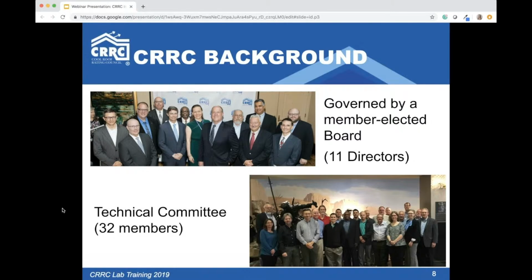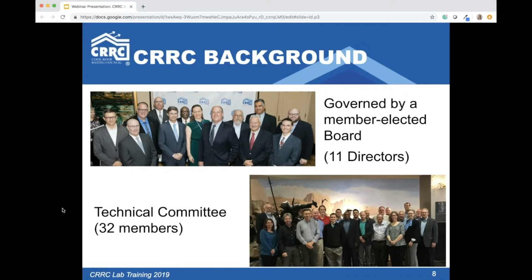So one thing that's really great about the CRRC is we have a member-elected board of directors. We have 11 directors. We also have some ex officio directors as well. And the thing that's really great about the board is that it's balanced. Both our board and technical committee balance is really important. The board considers the technical recommendations that are made by our technical committee. We also have other standing committees, but these are kind of the two major governing bodies of the CRRC.